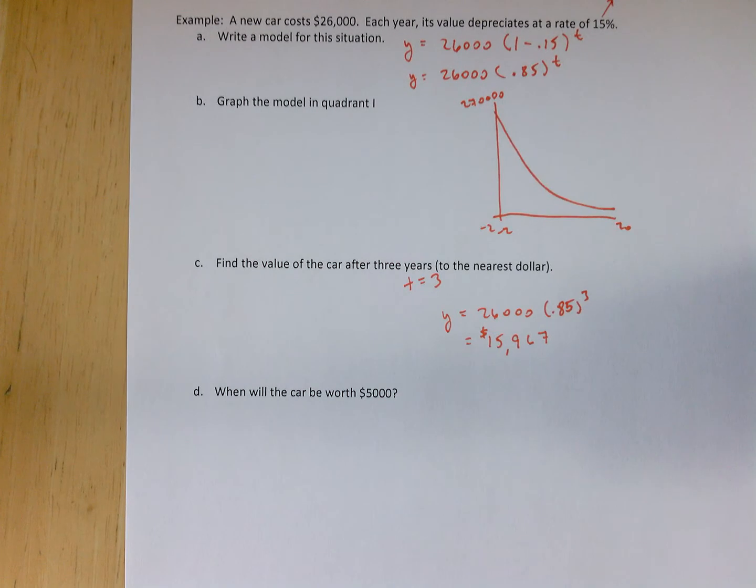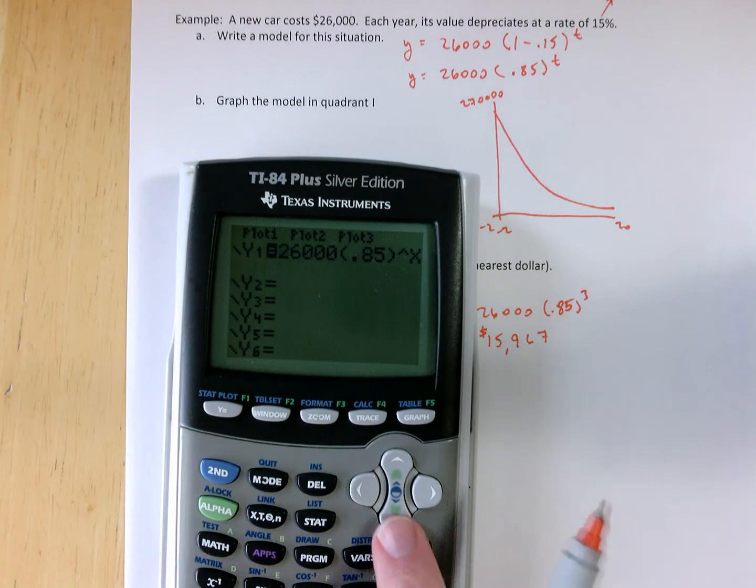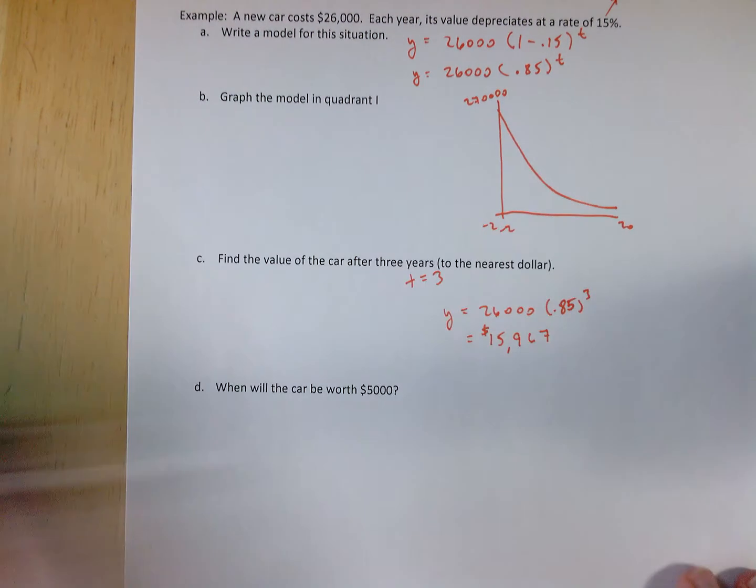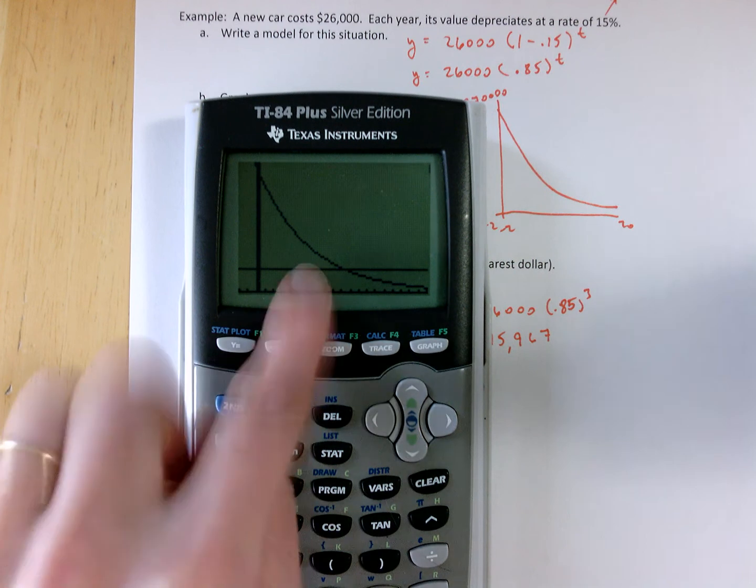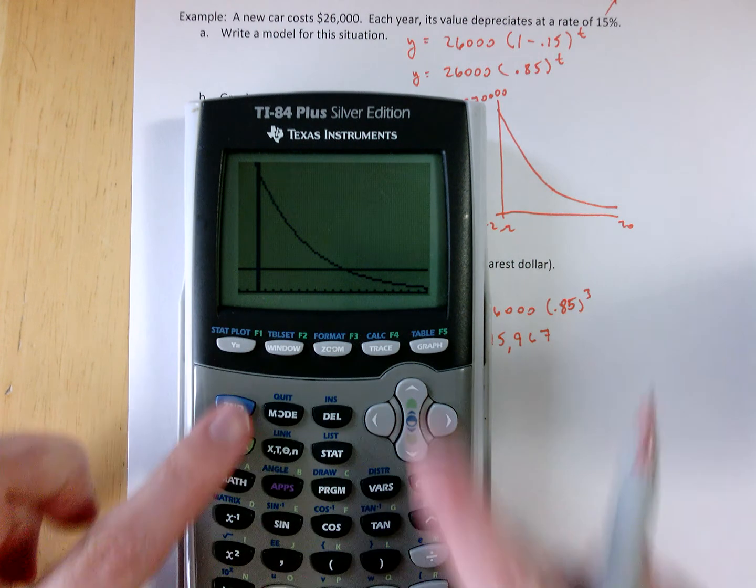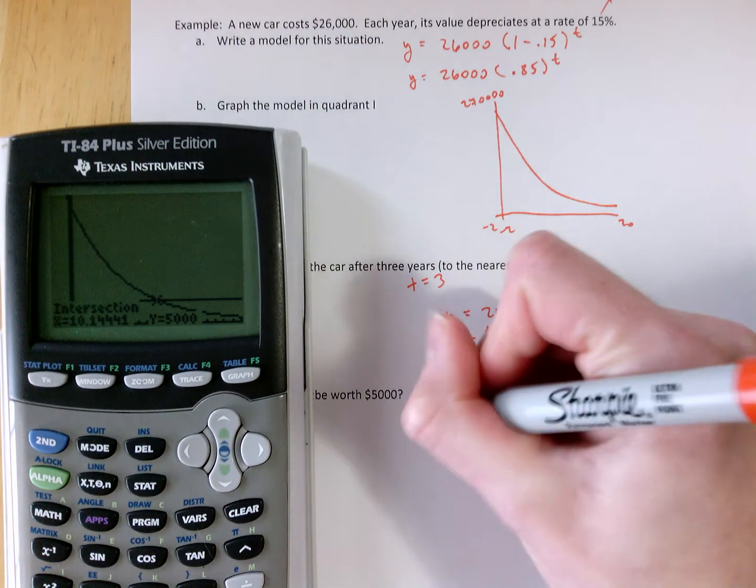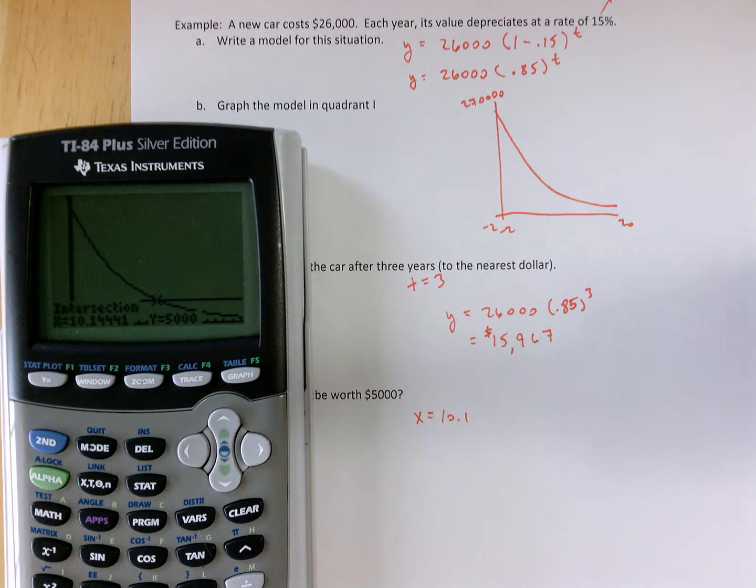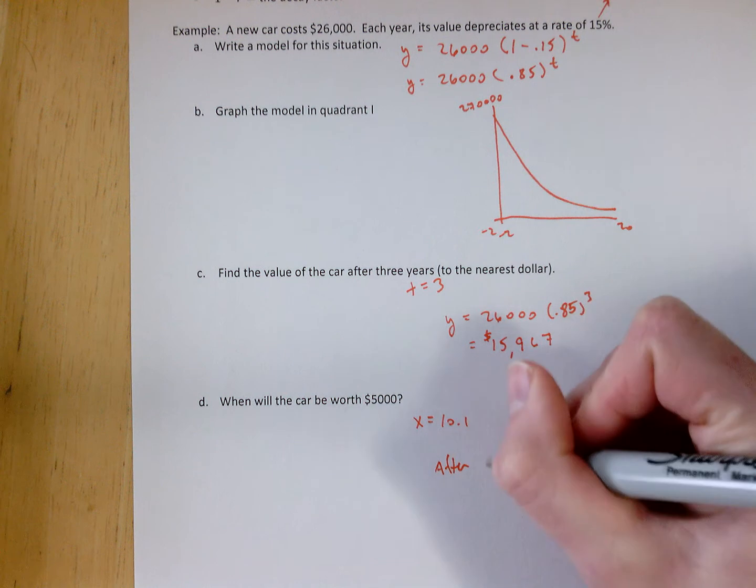All right, next question is, when is it going to be worth $5,000? Later in the semester, we will learn how you can solve this algebraically, but for the moment, we are going to use our calculator. So we're going to come here, put a separate equation for 5,000. Go back to my graph so that'll show up, and I want that intersection point. So I'm going to calculate. Option 5 is intersection, and there it is. So that happens when x is 10.1. So when is that? After about 10 years.